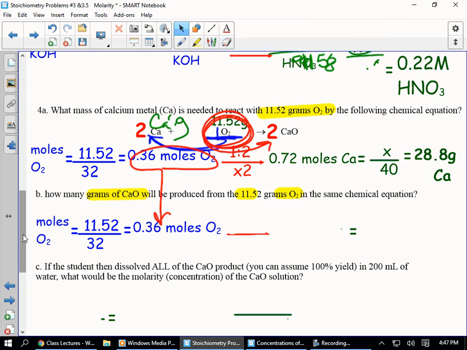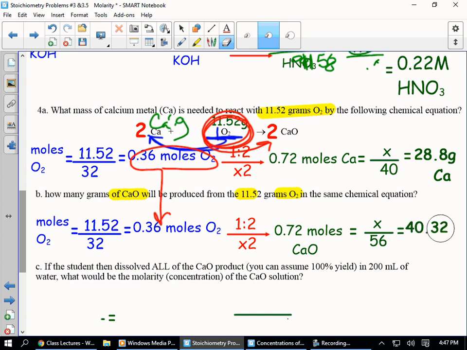Now I'm going from here to here. So our coefficient ratio is still a 1 to 2. So I'm going to double this again: 0.72 moles of CaO, but now I want to know how many grams of CaO. Put it over the X of 1 calcium at 40 and 1 oxygen at 16 is 56. And the answer is 40.32 grams of calcium oxide.